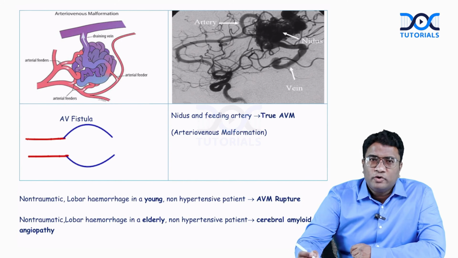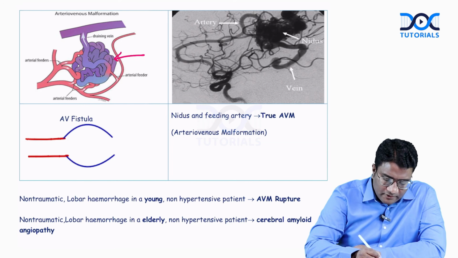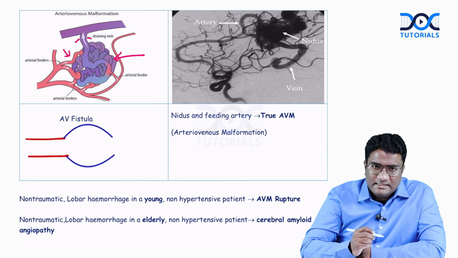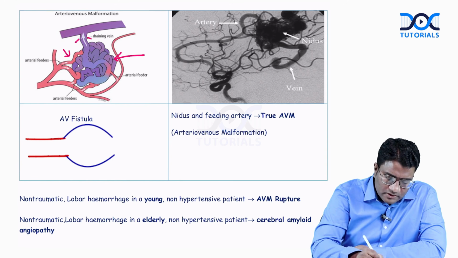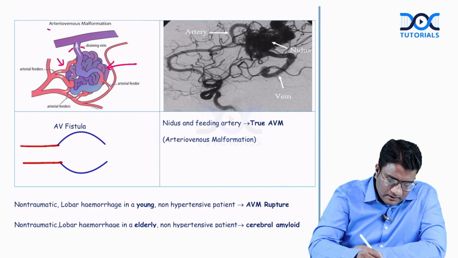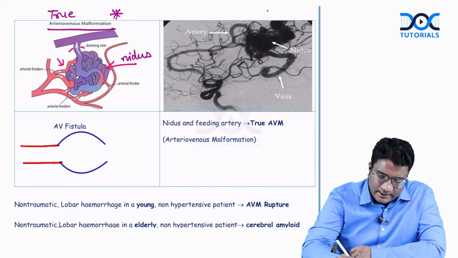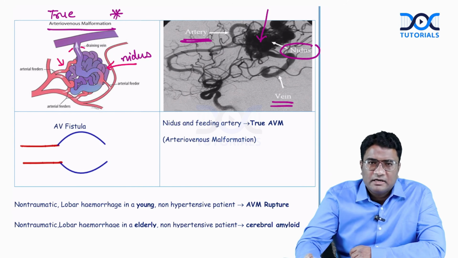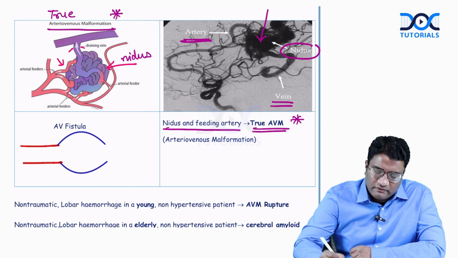Now let's understand what a true AV malformation is. If you see this coiled area of blood vessels in the center, with feeding arteries coming into that area and a draining vein coming out of it, this is a true AV malformation. The coiled area in the middle is called a nidus. So when you see the nidus, you see the feeding artery and a draining vein out of it. This is a true AV malformation. So nidus and feeding artery are suggestive of a true AV malformation.